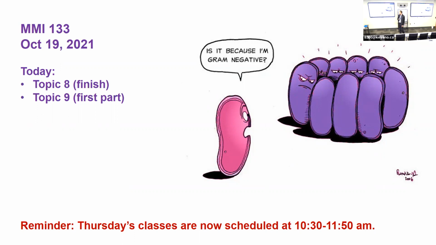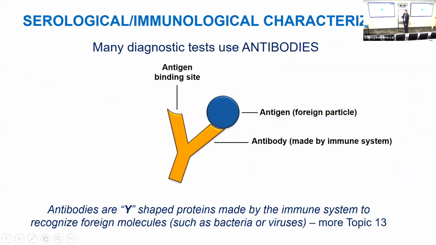So let's talk about serological stuff, okay? I showed you this slide before, and I told you we're going to come back and talk about antibodies in a lot of detail. Antibodies are part of the immune system. They are little proteins your immune system makes to recognize foreign particles. Those foreign particles are called antigens.